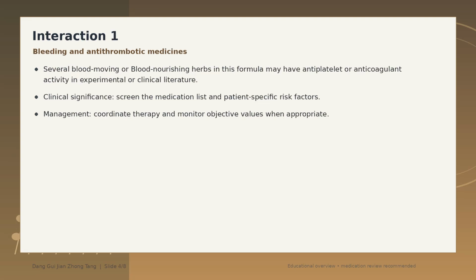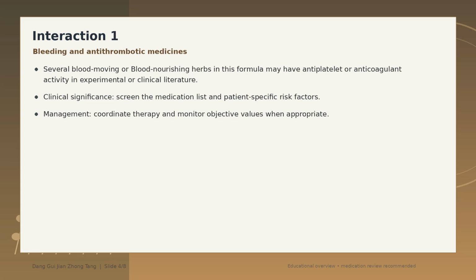The first interaction focuses on bleeding and antithrombotic medicines. Several blood-moving or blood-nourishing herbs in this formula may have antiplatelet or anticoagulant activity in experimental or clinical literature. The practical concern is additive bleeding with warfarin, direct oral anticoagulants, aspirin, clopidogrel, or perioperative use.